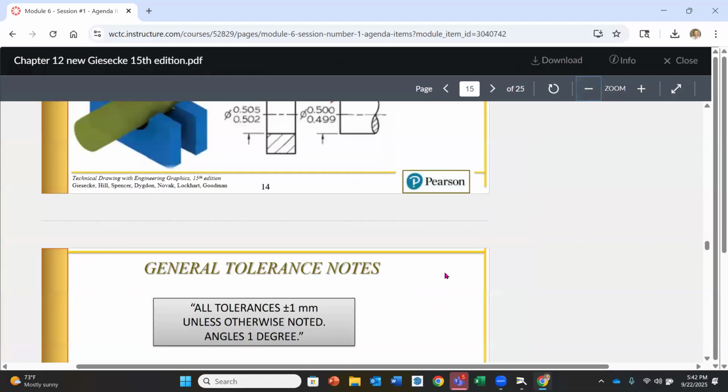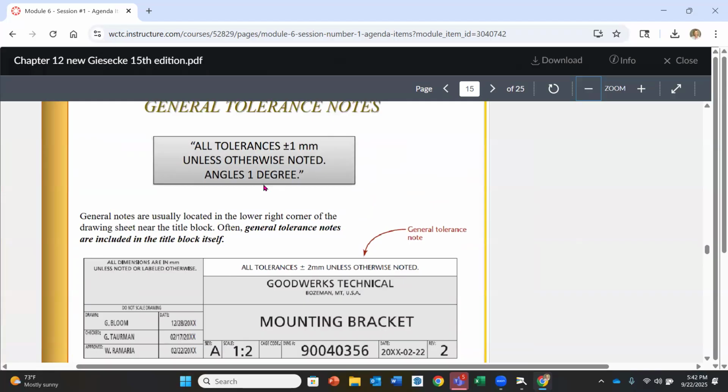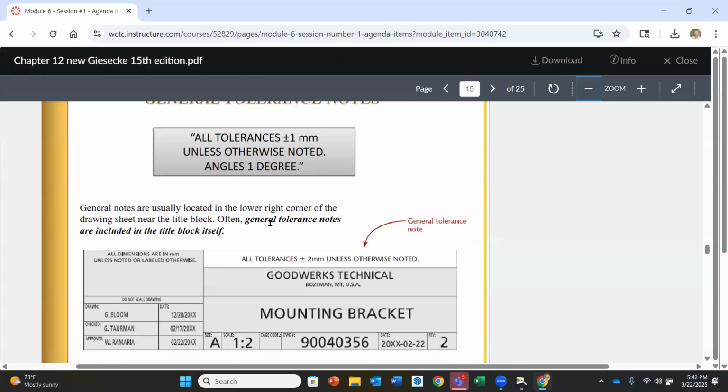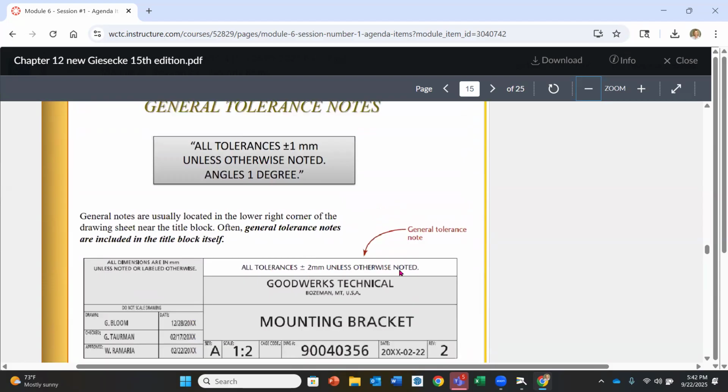General tolerancing notes. So all title blocks are going to have this: all tolerances are, unless otherwise specified. As we said earlier, any dimension that we put on a drawing is going to have a tolerance on it. It's either going to default to the title block if there isn't a specific value in back of it on the drawing, or the value is going to be specifically there. So you're going to notice here that they have a general note, all tolerances are, and every company is going to have their own standard. Okay. You can never change the title block tolerance.